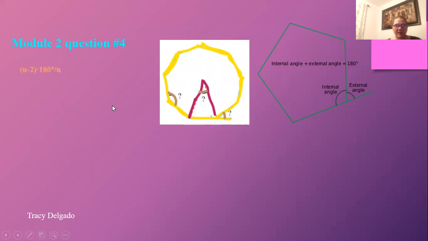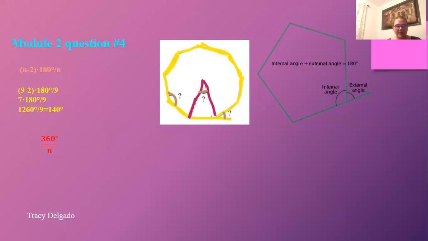In the process to solve our problem, we do the same formula in a way. We do n minus 2 times 180 divided by n. And on this one, we do the same thing about determining how many sides we have. There are 9 sides to this shape. So it would be 9 minus 2 times 180 divided by 9. So we have 7 times 180 divided by 9. And 7 times 180 is 1,260. We divide that by 9, and we get 140 degrees.